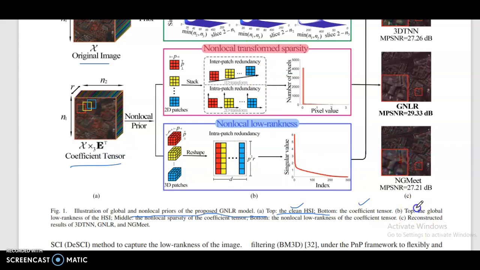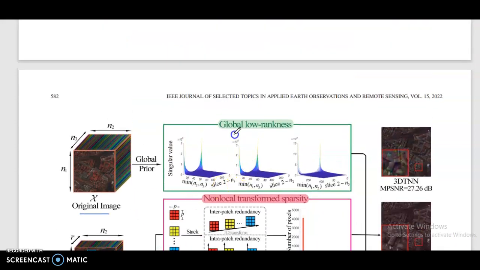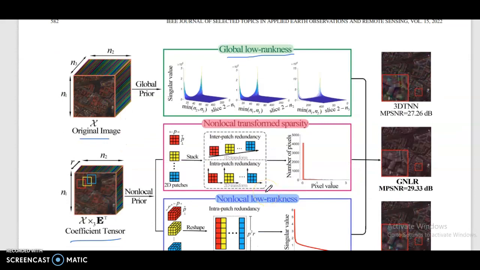B, top, the global low rankness of the HSI, with singular value on the y-axis and index on the x-axis. In the middle, non-local transformed sparsity, with inter-patch redundancy and intra-patch redundancy, stack of 20 patches, number of pixels and pixel value on the x-axis.